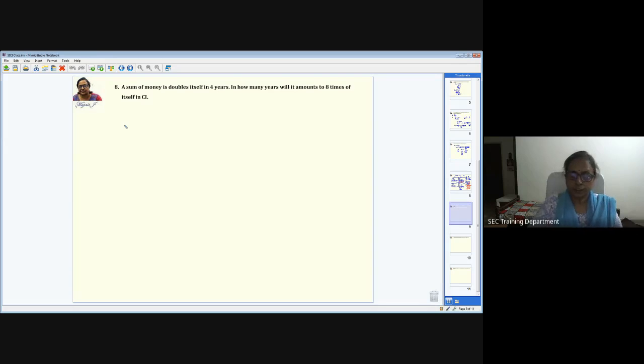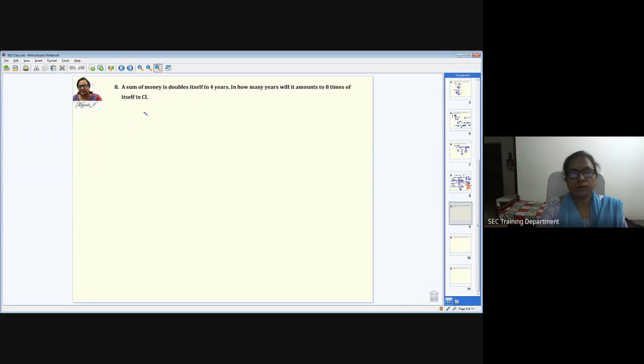Continuation of the simple interest and compound interest. A sum of money doubles itself in 4 years. In how many years will it amount to 8 times of itself in compound interest? That is at the compound interest rate when you do it. So first, what will you write here? I want you to tell this.